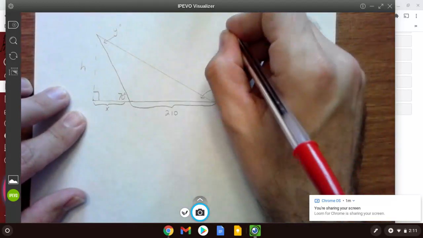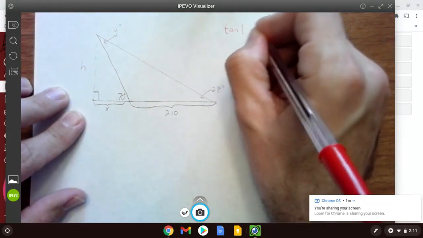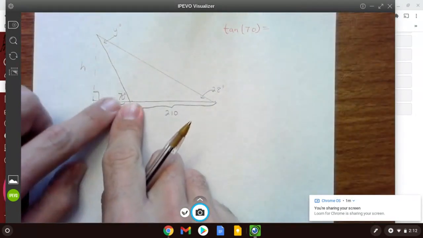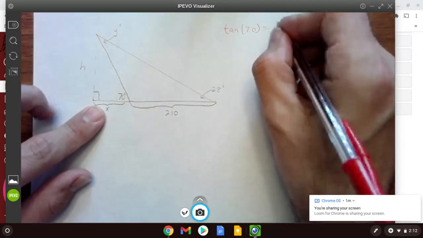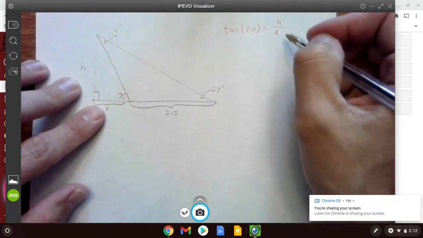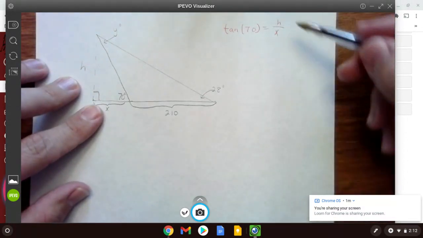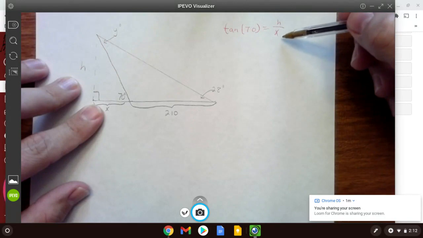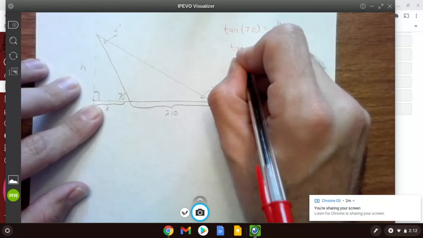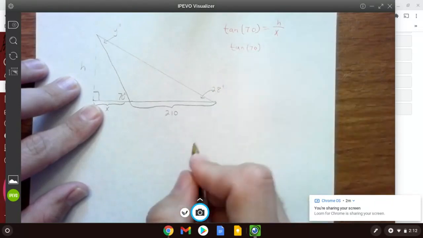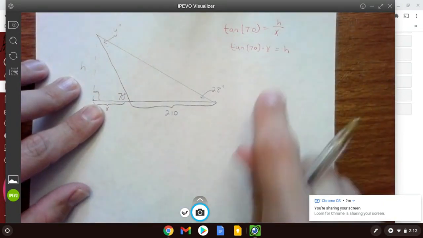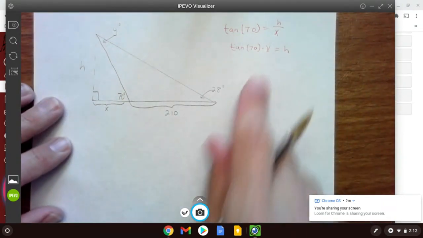So to start, I'll start with tangent of 70. All right, tangent's equal to opposite over adjacent. So that's going to be h over x. And I could solve for either variable here. I'm going to go ahead and solve for h because that's the easy one. So h would equal tangent of 70 times x. H would equal tan 70 times x.